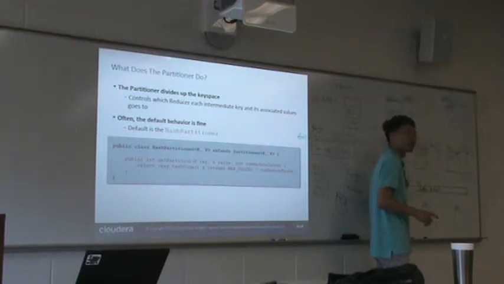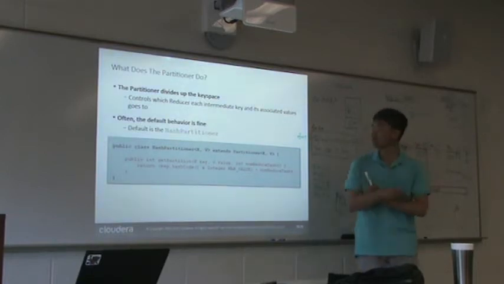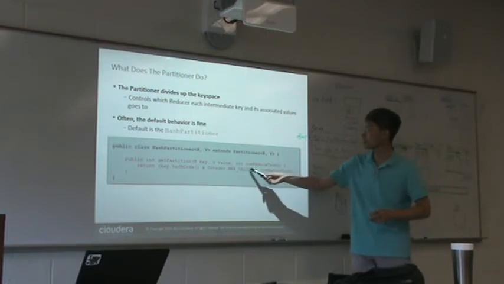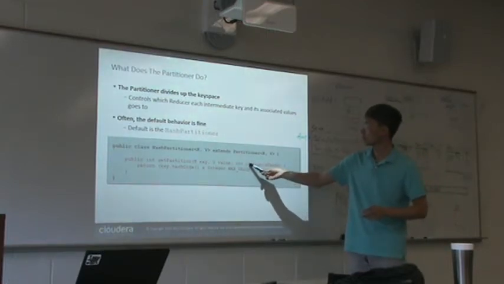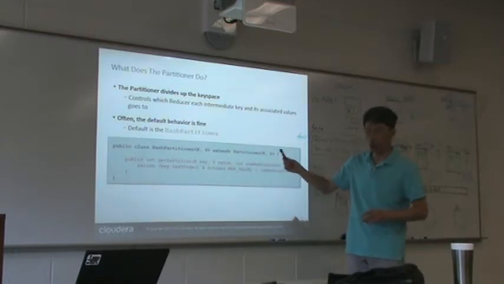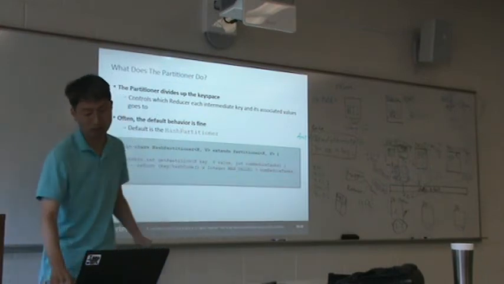Yes. So in the code, where is the assigning of the reducer? I mean, for the intermediate output. Where? This one? Which part? This one? No. Where? So how can we know which? Oh, we will see the details about the code.